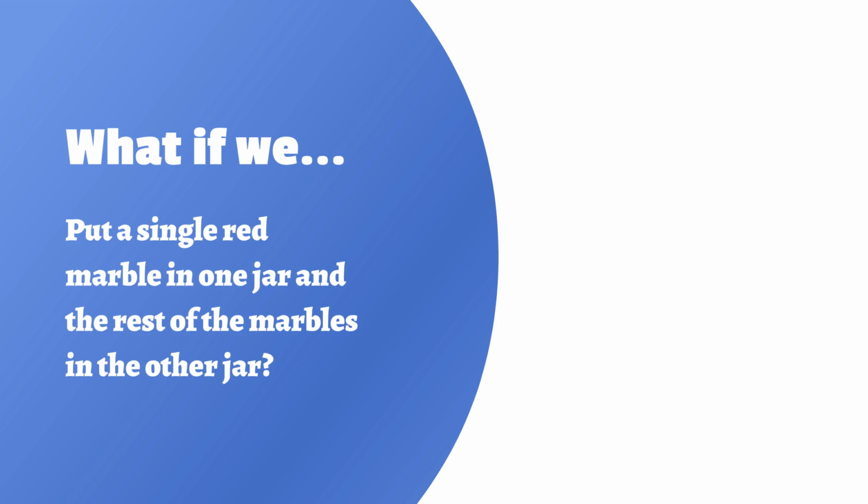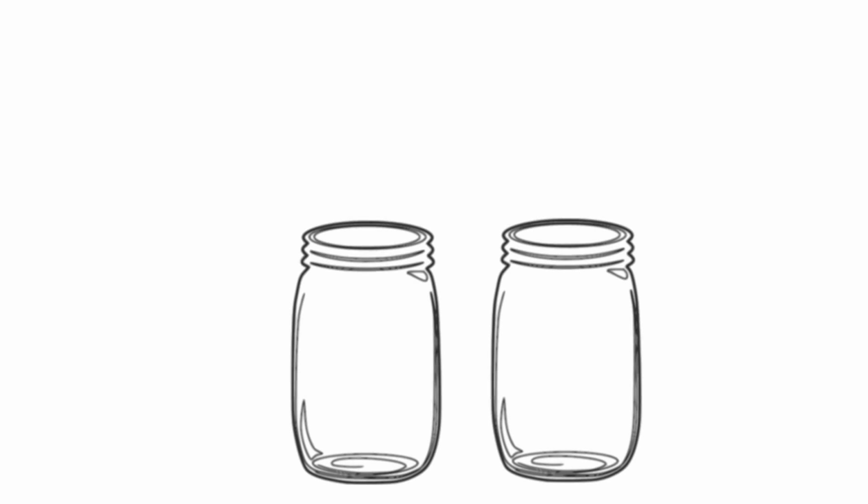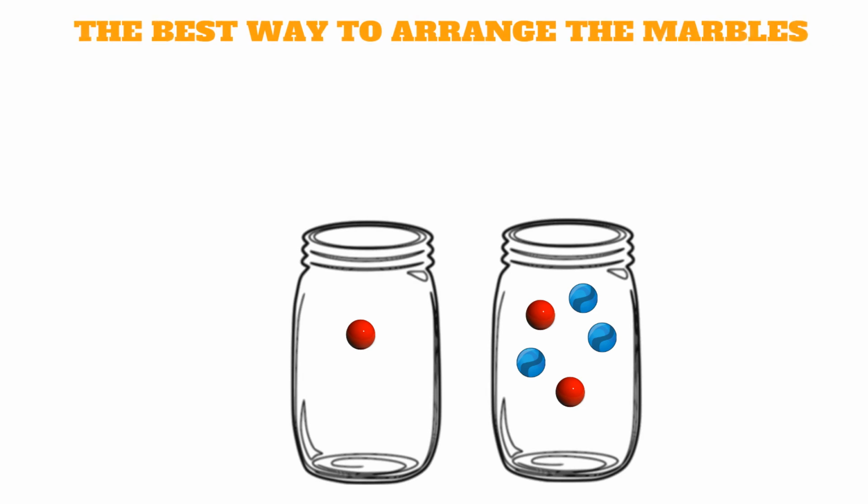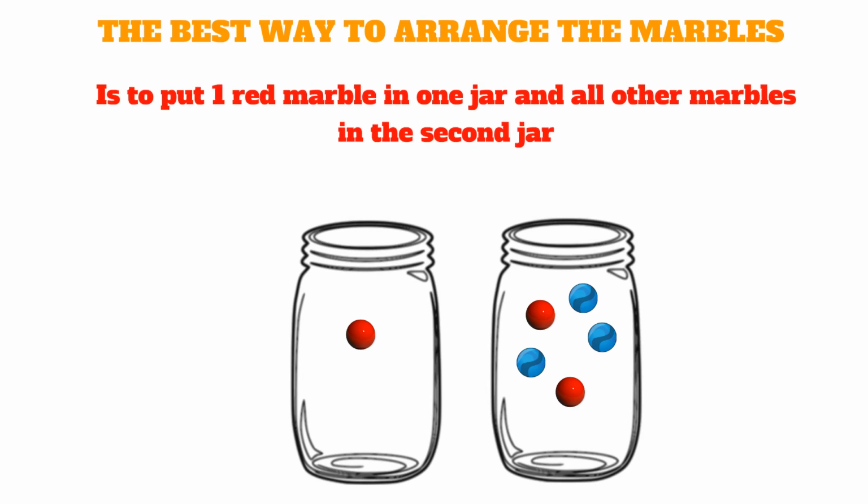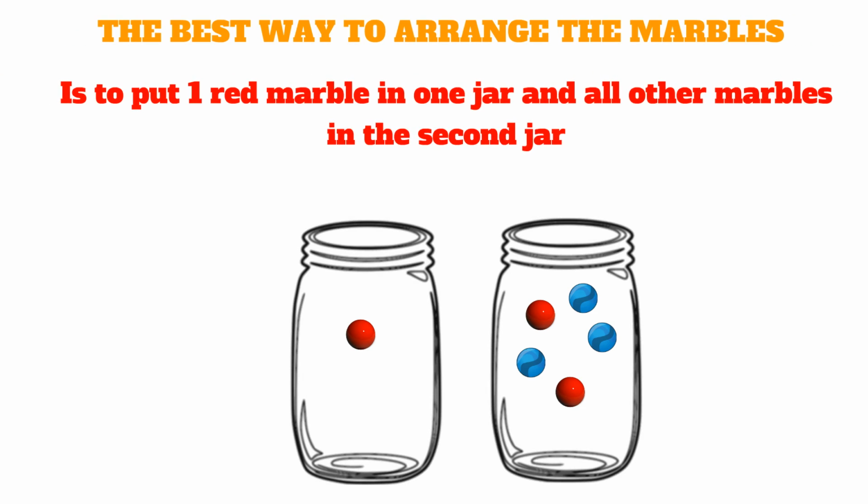Now that you have 49 red marbles left in the other jar, you have a nearly even chance of picking a red marble, or 49 out of 99. The best way to arrange the marbles is to put one red marble in one jar and all other marbles in the second jar.